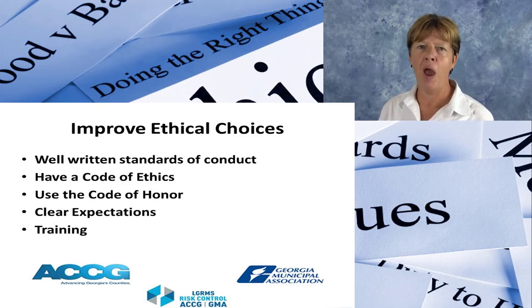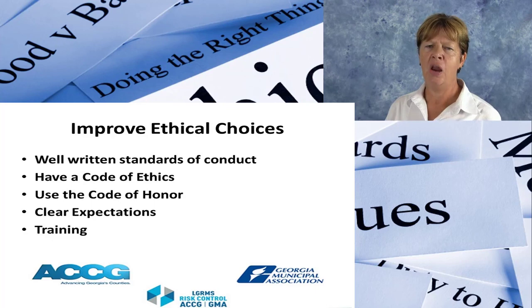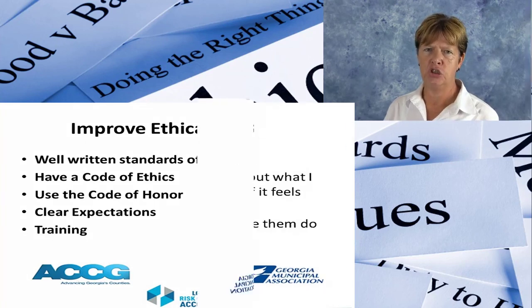So let me reiterate how we can improve our ethical choices. Again, have that well-written standards of conduct. Have a code of ethics and make everyone live by it. If they do something that is unacceptable, there needs to be some type of consequence. Use the code of honor. Make them read it and live by it. You read it and live by it. Have clear expectations and train on what they need to do.